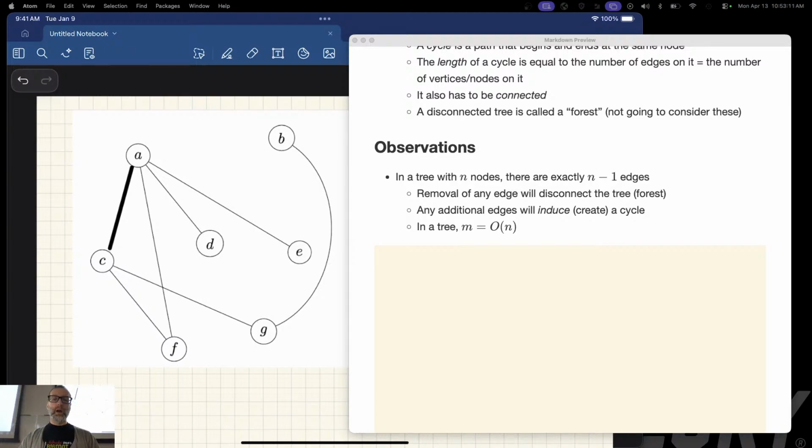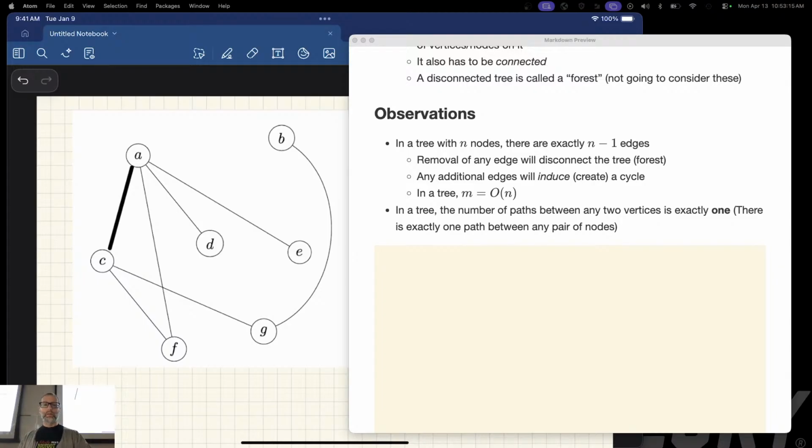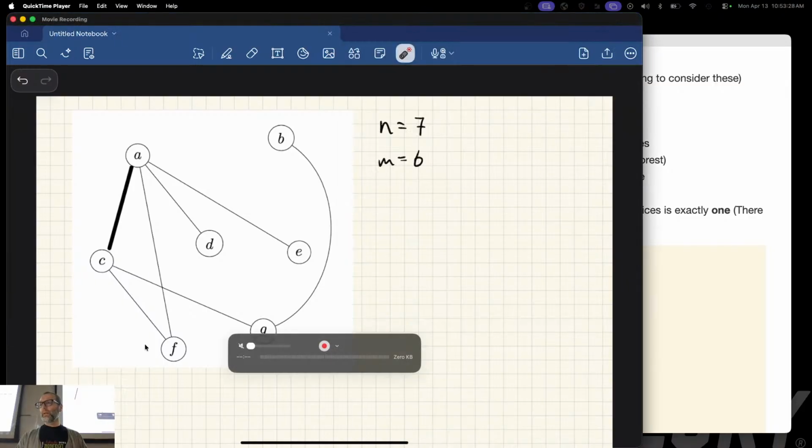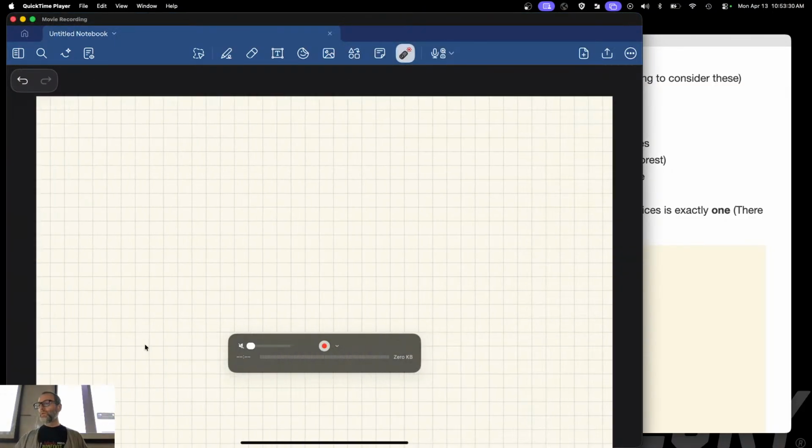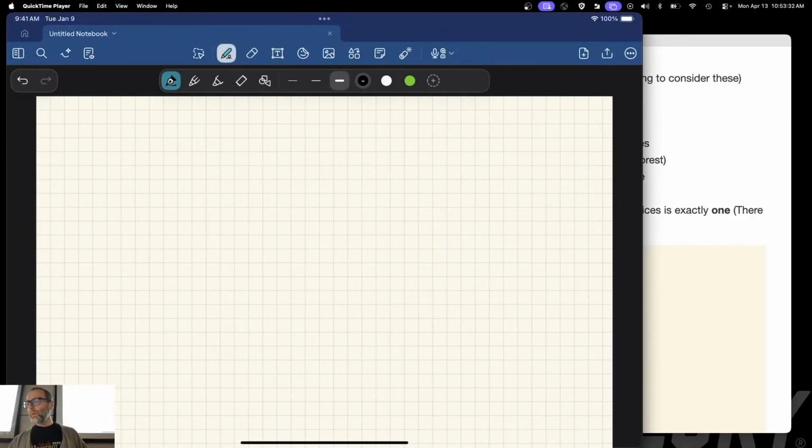Also, another observation here is that in a tree, oh, come on, slow today. In a tree, the number of paths between any two vertices is exactly 1. In other words, there is exactly one path between any two pairs of nodes. Now we can prove that a little bit, just a proof sketch here. Suppose that were false. That's too thick.